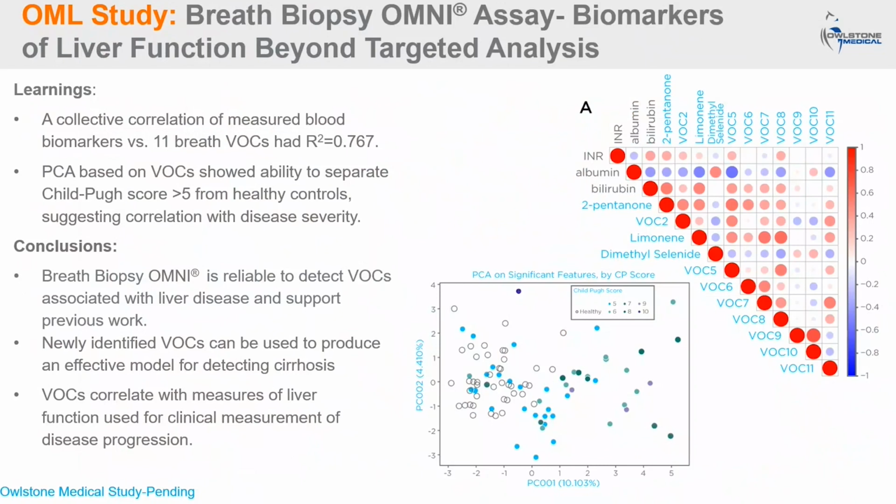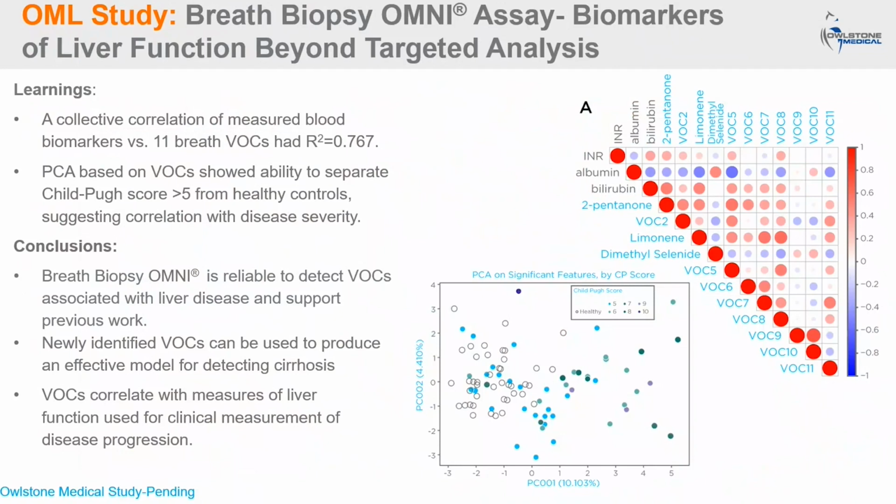We also compare blood biomarkers of liver function, albumin, bilirubin, and INR with our top 11 VOC compounds. And these 11 VOC compounds collectively show correlation with measured blood biomarkers. The correlations are also consistent with those measured in our previous study.